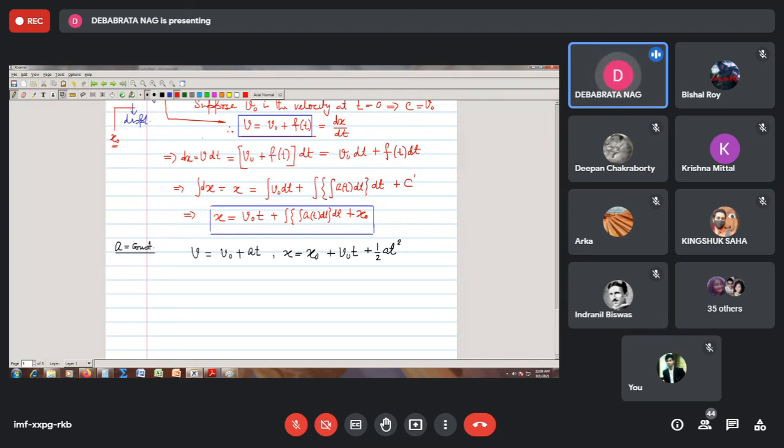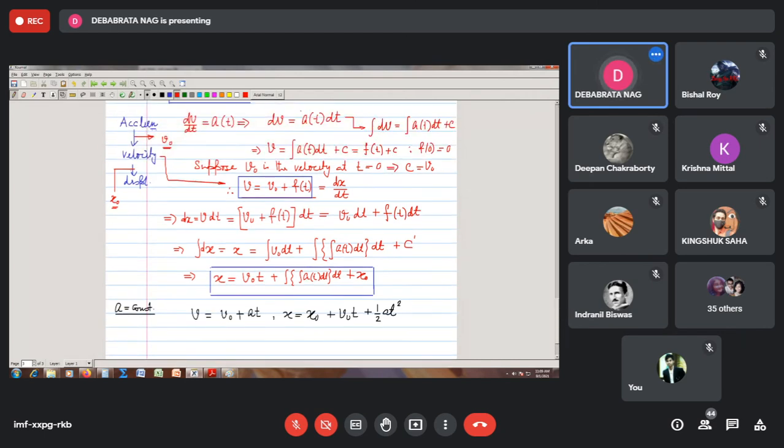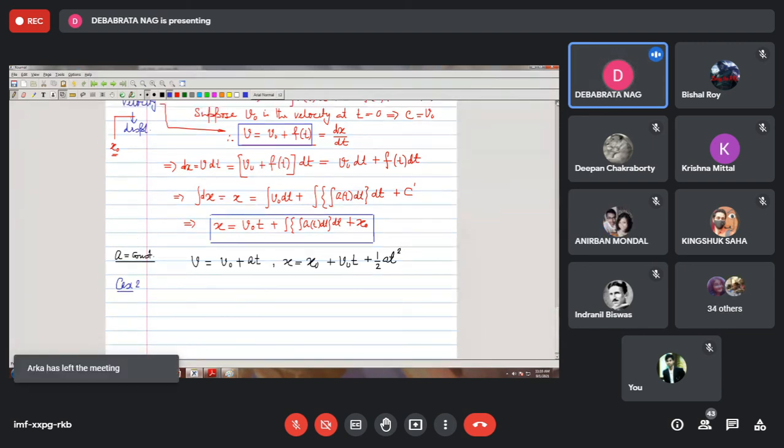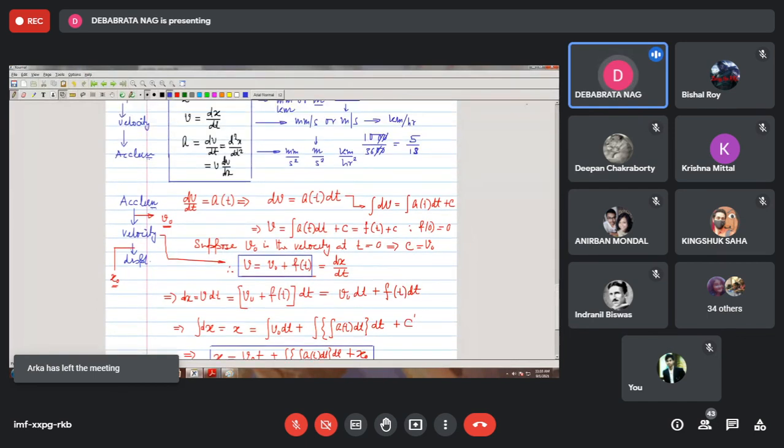Now this is one type where acceleration is known as a function of time. Now it could be that acceleration may be known as a function of velocity. So that can be case 2. So that is case 1, and let us say this is case 2. Let's write it like that. So you see this is case 1.